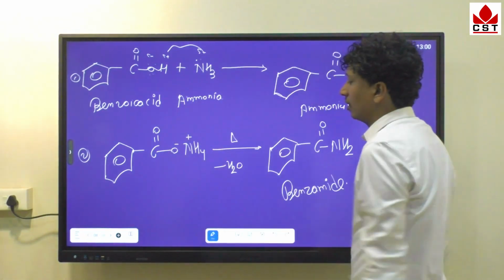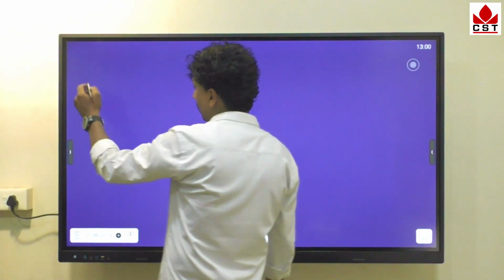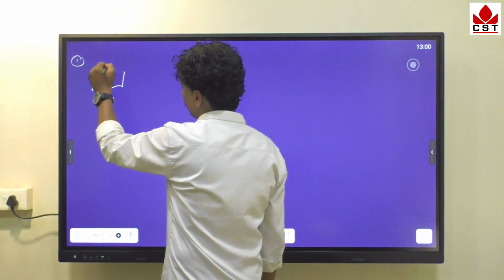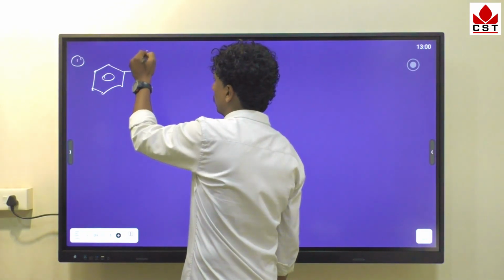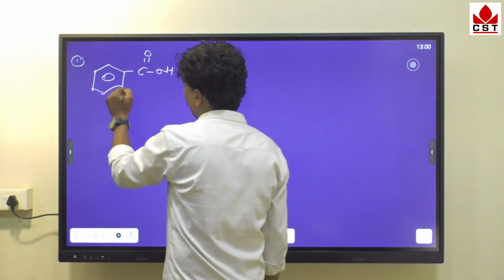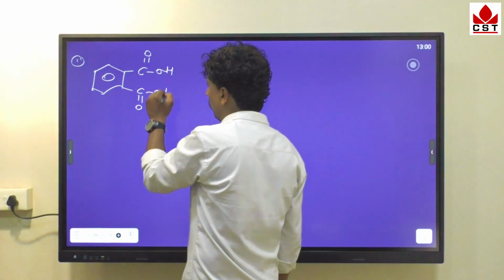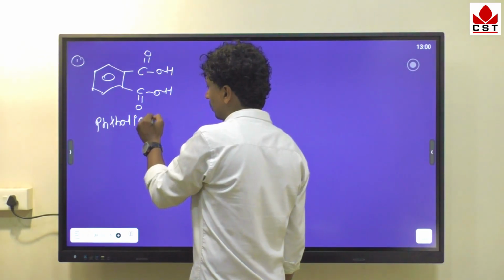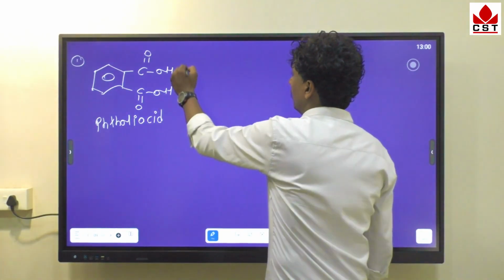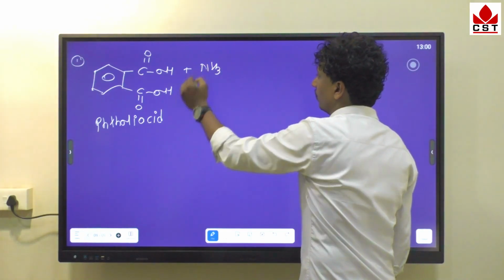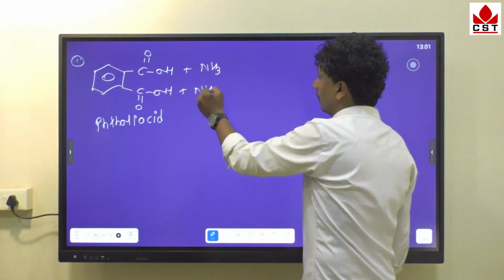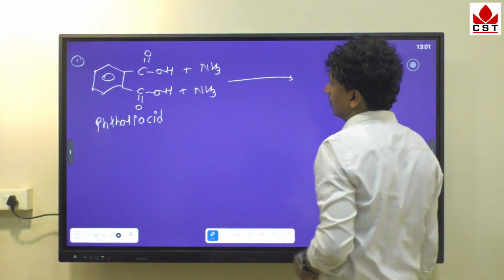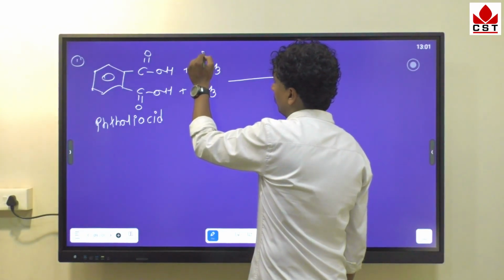Another ammonolysis reaction of an acid is with the benzene ring containing 2 carboxyl groups. The benzene ring containing 2 carboxyl groups, with C double bond OH, is called phthalic acid. In the treatment of phthalic acid with two ammonia molecules, each has a lone pair containing a delta negative.